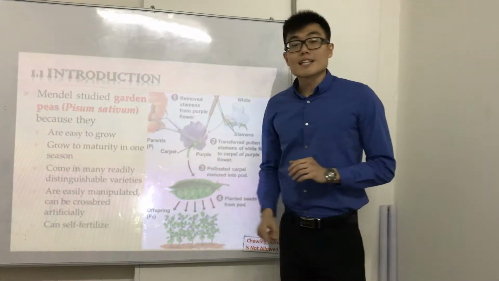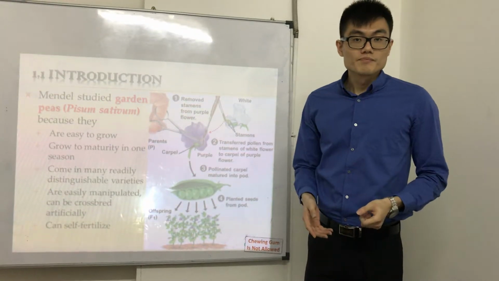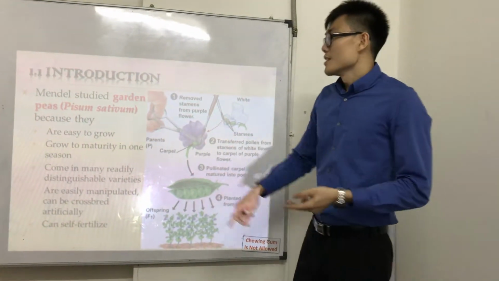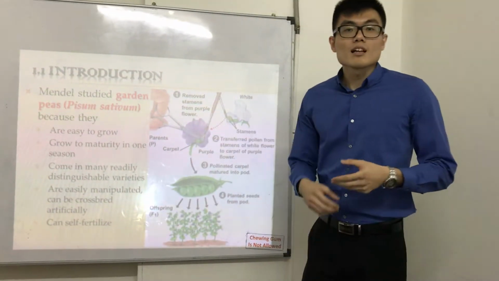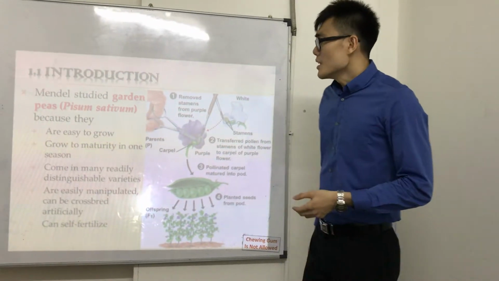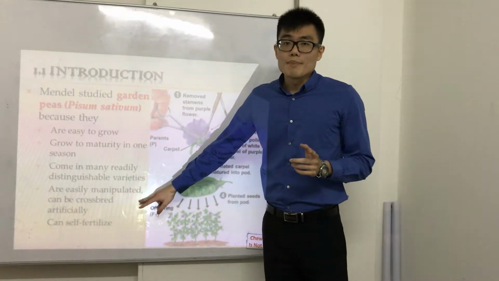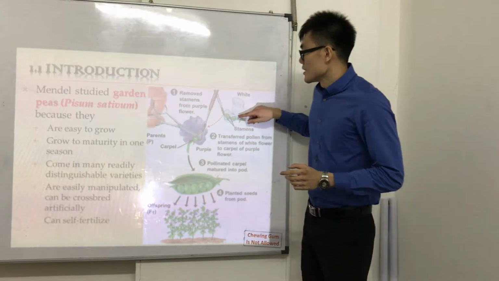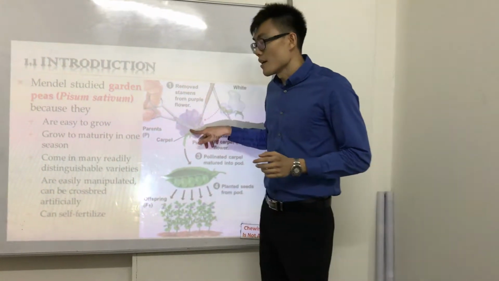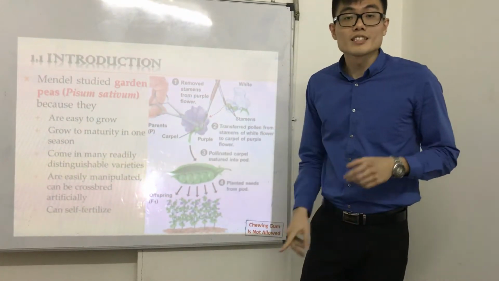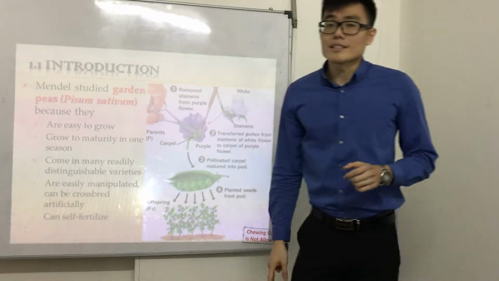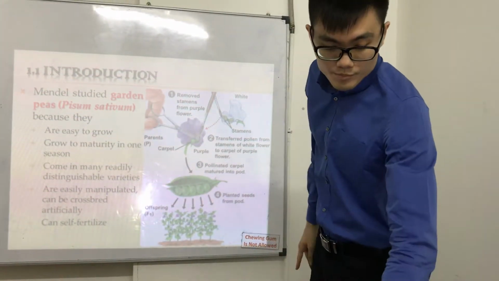But Mendel studied garden peas. Garden peas are good because they are easy to grow, and they grow very fast. They also have a lot of variety that allows us to observe. And most importantly, they are easily manipulated. We can simply transfer the pollen from the stamen of one flower to the carpel of another flower in order for fertilization to occur. And garden peas can self-fertilize as well.